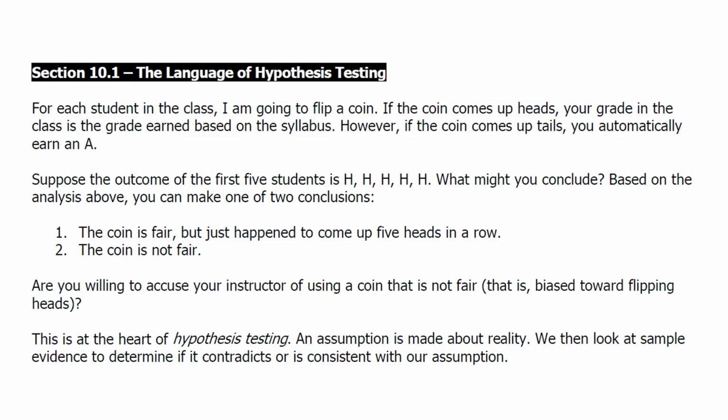What might you conclude? Based on the analysis above, you can make one of two conclusions. 1. The coin is fair, but just happened to come up heads 5 times in a row. Or 2. The coin is not fair. Are you willing to accuse your instructor of using a coin that is not fair? That is biased toward flipping heads.